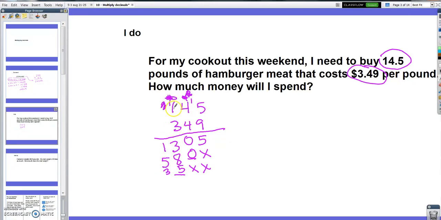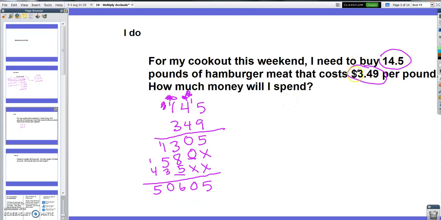3 times 1 is 3, 4. And so this isn't my answer. Good thing, you'll see why in a minute. 8 and 8, 16, 10. So the good news is it is not going to cost me $50,605 to buy the hamburger meat, because that would be a very expensive cookout. But these are going to be the digits that go in my answer. So all I've got to do now is figure out where the decimal goes, and that's actually not that hard.